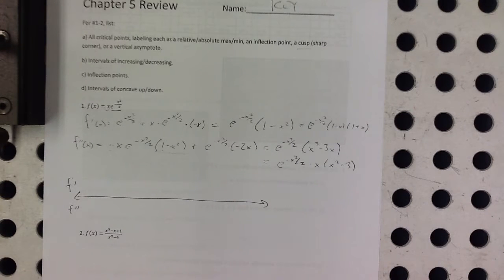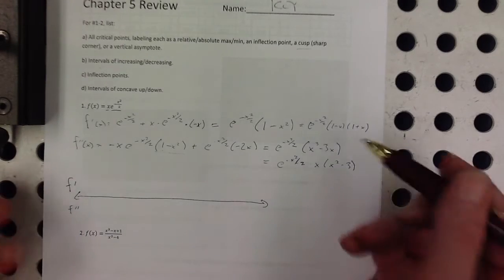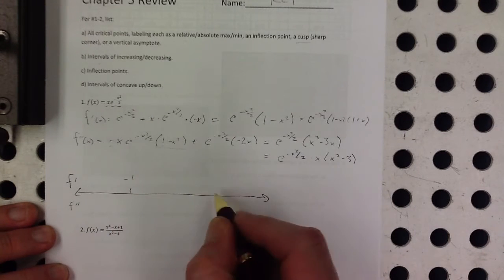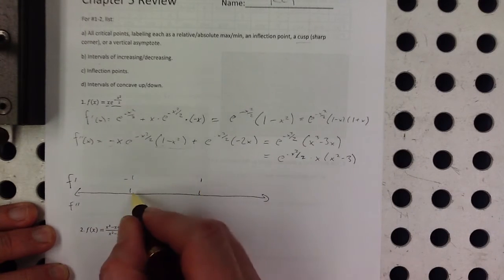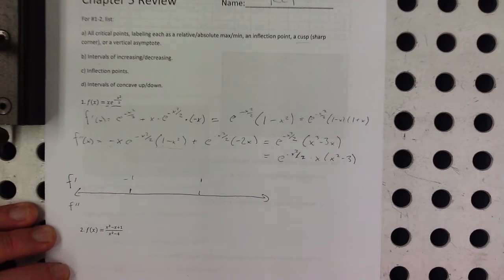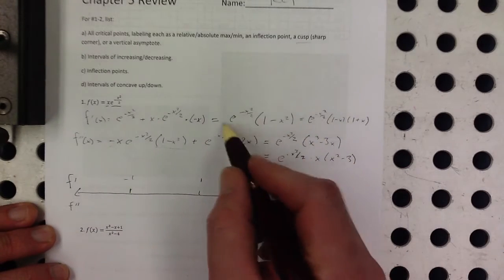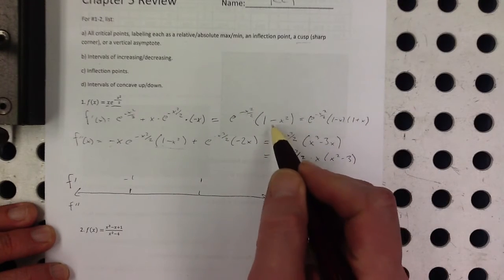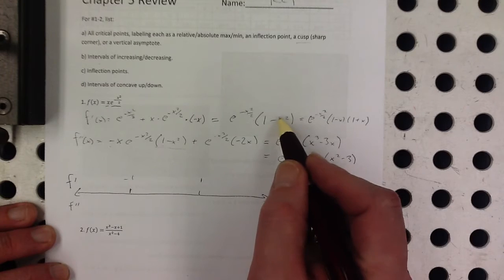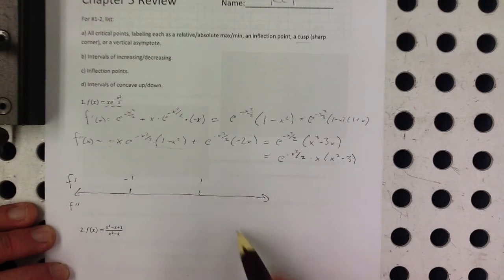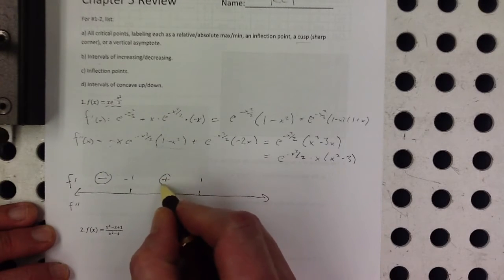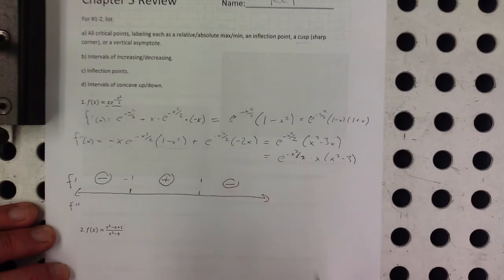So places where the derivative is 0, the derivative is 0 at 1 and negative 1. Sign chart. This is always positive, and this here, if you check the signs in between here, or you consider that this is a downward opening parabola, so it must go negative, positive, negative, one way or another. You should get signs like that.